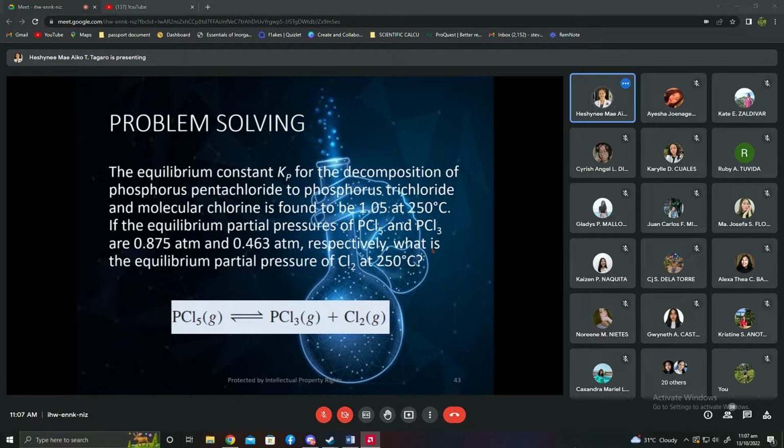So take note, the concentrations of the reacting gases are given in atm, or atmosphere. So from the known Kp value and the equilibrium pressures of PCl3 and PCl5, we can solve for the partial pressure of our chlorine. Okay, go ahead.